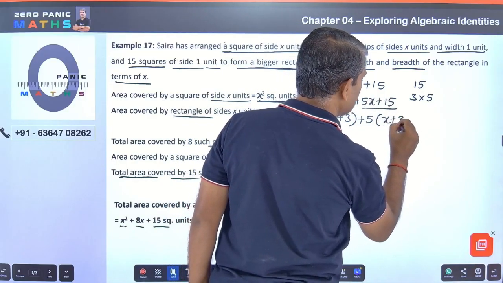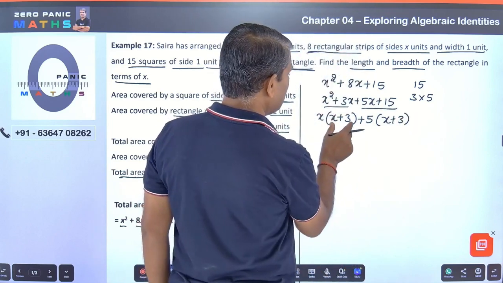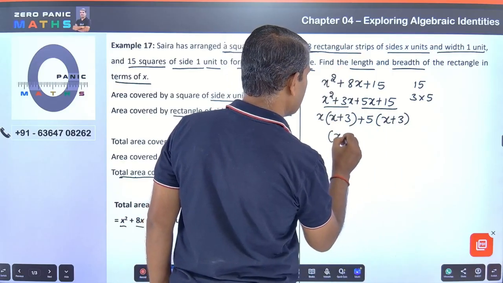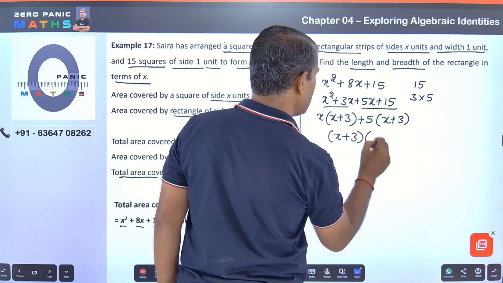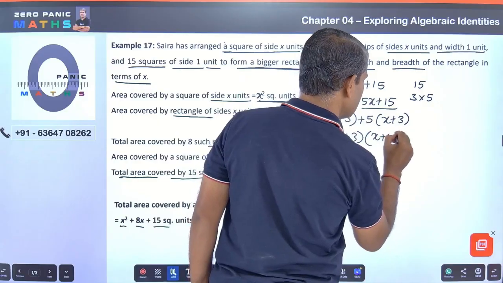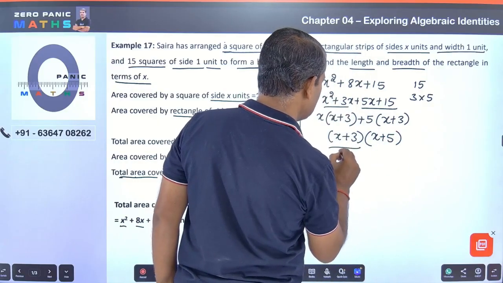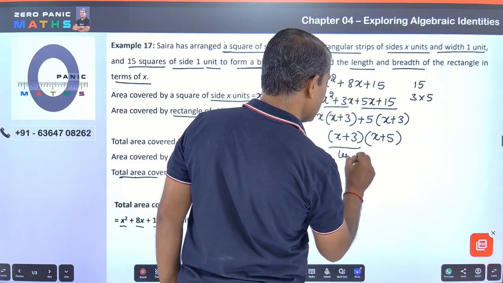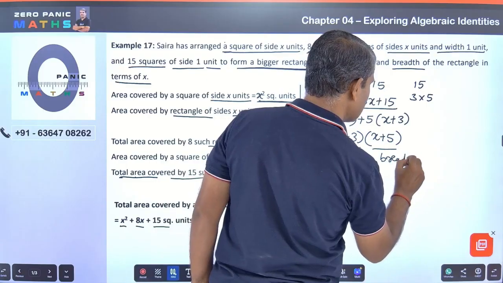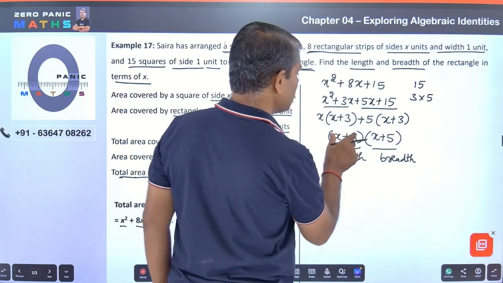It is x plus 3. Again, there are x plus 3 common, so what I will take is x plus 3 common, and what remains is x plus 5. Okay, so now if you consider this as length and this as breadth, then it is actually length into breadth. This is the area covered.